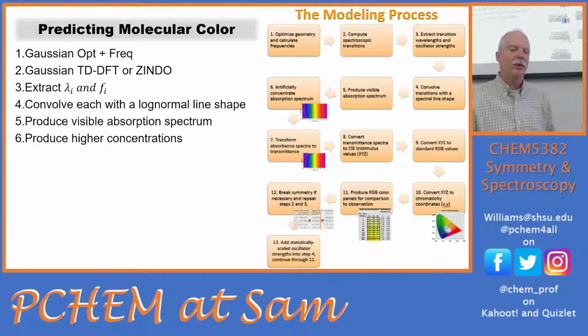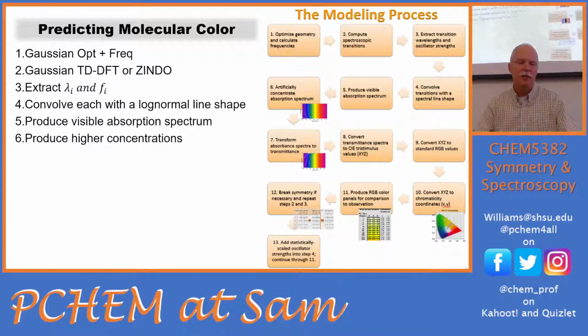Now here, produce higher concentrations. We know that absorption is linear with concentration, and so all we have to do is just multiply that absorption spectrum, those F numbers, those intensities, by constants, like double it, triple it, times 10, times 100, times 1,000. And so we can produce a range of concentrations. I do 10 concentrations, but I double it each time. So I go 2, 4, 8, 16, and so on.